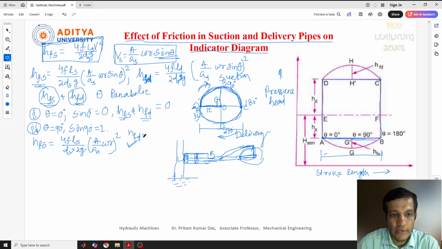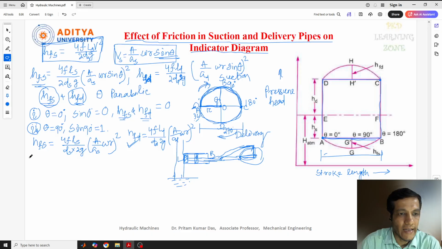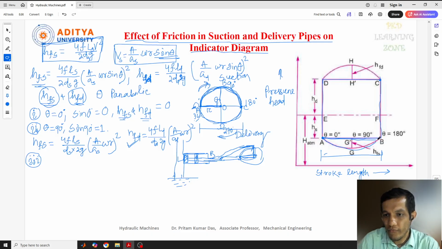Let me write this otherwise: 4f LD by DD into 2g divided by A by AD into omega r square. So here also we'll get some value. Now let's check it at the end of the suction stroke or delivery stroke. So this is the starting point. Now see how this parabolic curve you got here at the suction and delivery stroke.